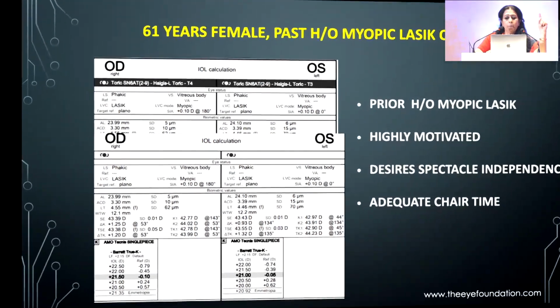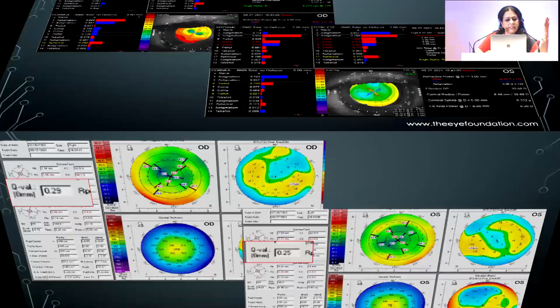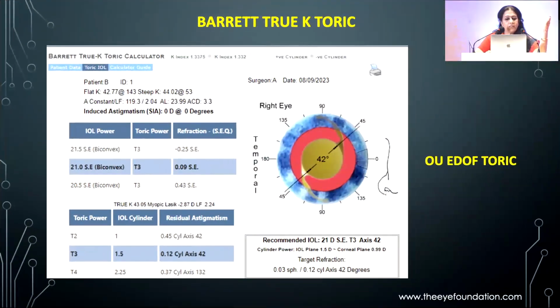Now, this is a myopic LASIK patient. She has a little induced positive spherical aberration on her cornea. So what you would do is, you would want to place a negative spherical aberration lens in her eye. And majority of her lenses available have negative asphericity, and she could do well. And she wanted an EDOF toric and got done with it.